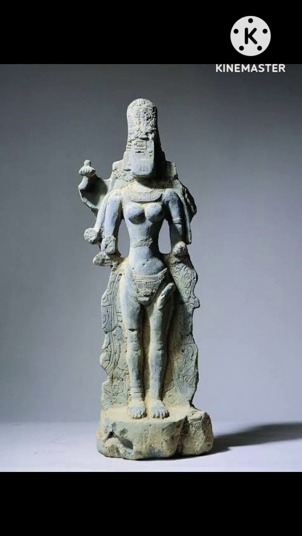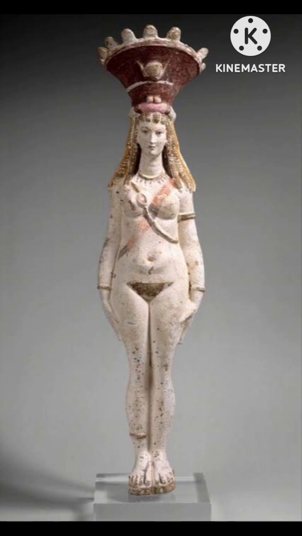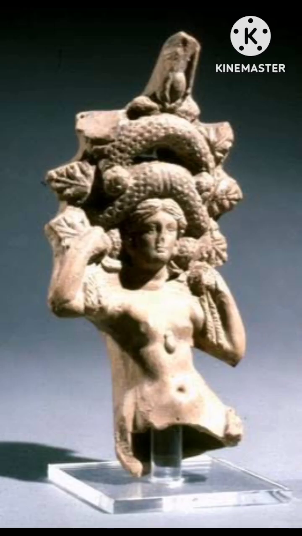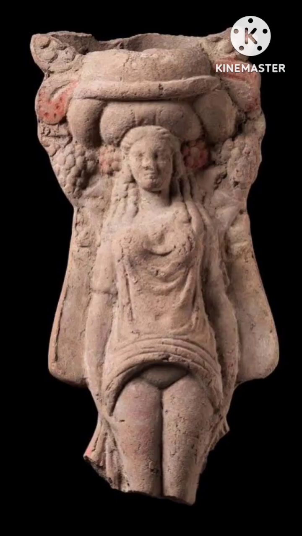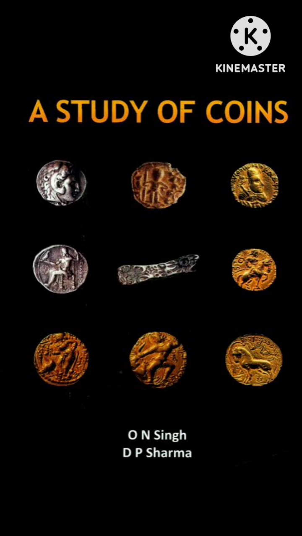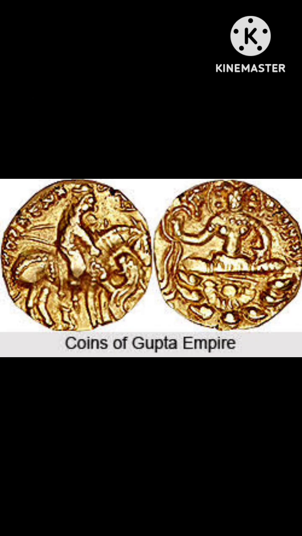Now, next one is artifact. The objects made and used by humans in the past are called artifacts. For example, pottery, tools, weapons, jewelry. Many objects were discovered by the archaeologists while digging out various ancient sites. These objects tell us about the lifestyle and culture of the past. Those objects like toys, pottery, jewelry are called artifacts.